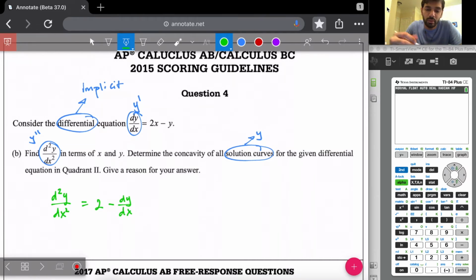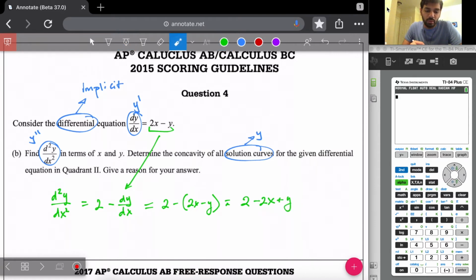Now what you need to do here is recognize that if I want to evaluate this guy, I can replace dy dx with whatever it's equal to. So we got 2x minus y. Just go ahead and replace that in there. So I can just make this equal to 2 minus parentheses 2x minus y, which is also equal to, if I distribute that, 2 minus 2x plus y.